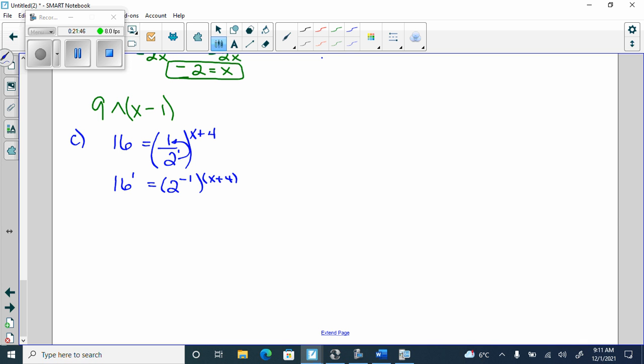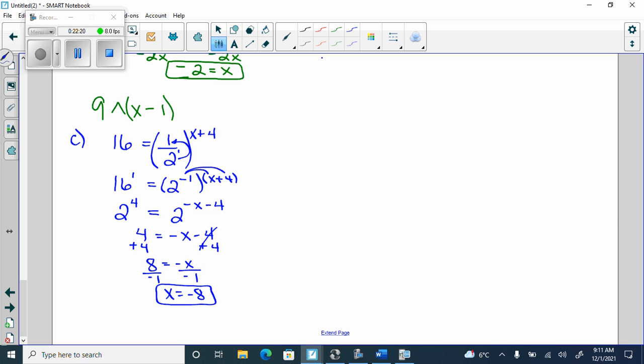Now I'm going to have to make 16 be base what? 2. And it's 2 to the what? 4. Because it's 4 times 1, which is just 2 to the 4. And then this one is going to be 2 to the -x minus 4. And so we're going to get 4 equals -x minus 4. I'm going to add 4. 8 equals -x. Divide by -1. x equals -8. So I know my window on my calculator is going to have to at least be at -9. Try it out. y1, y2.